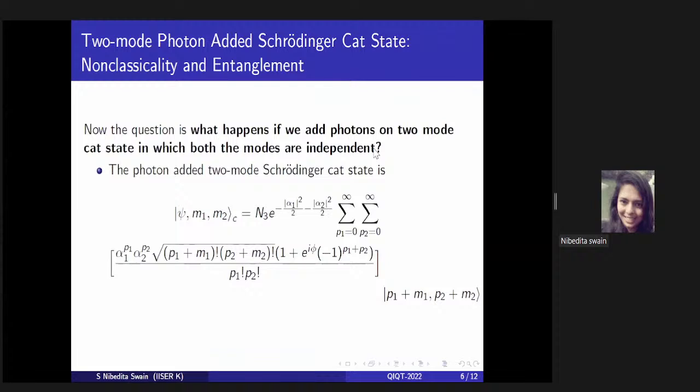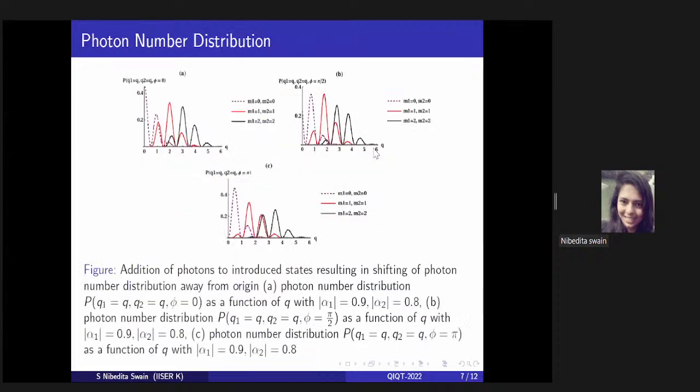Here we prove its non-classicality by using photon number distribution and sub-Poissonian statistics. The photon number distribution is defined as the oscillation. The oscillation in the photon number distribution shows the non-classicality. Here the photon number distribution is the probability of finding Q1 photons in the first mode and Q2 photons in the second mode.